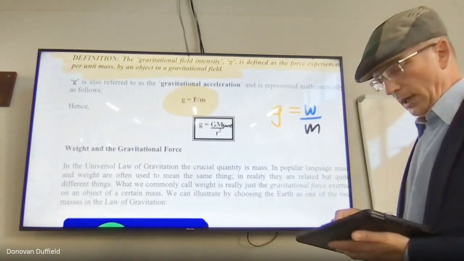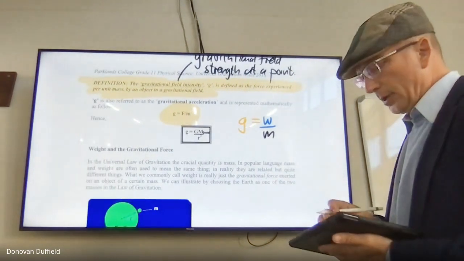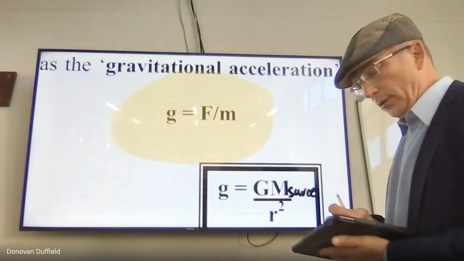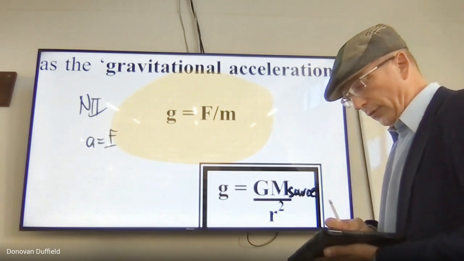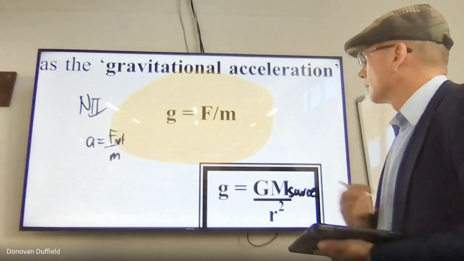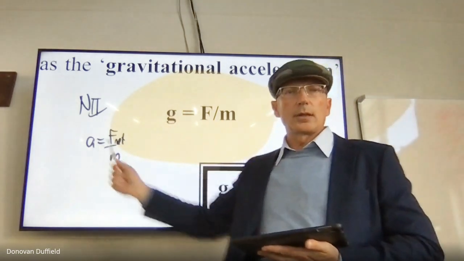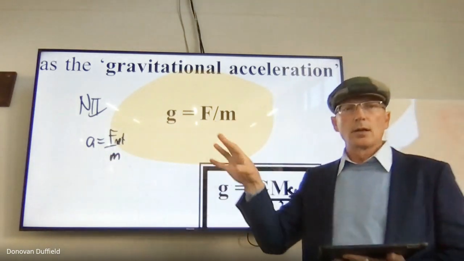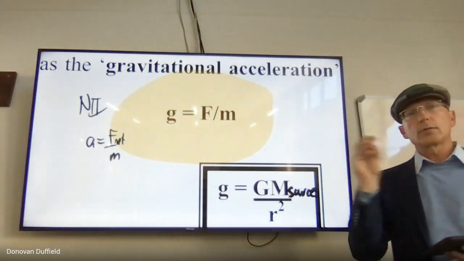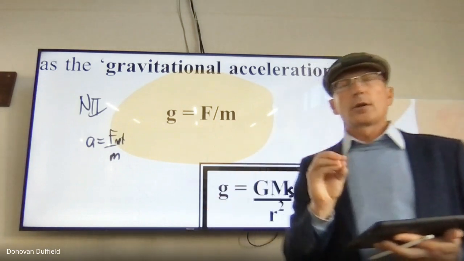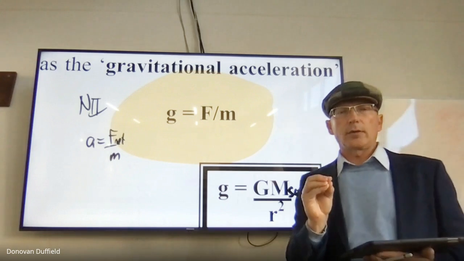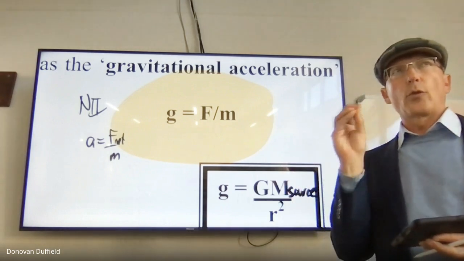over the distance from its center squared. Right, but notice that if you look at it in terms of Newton's second law, where A equals the net force over mass, well, G can also be viewed as an acceleration. So if you look at this from the perspective of Newton's laws of motion, G is an acceleration. If you look at it from the perspective of field theory, then G is the force per unit mass.